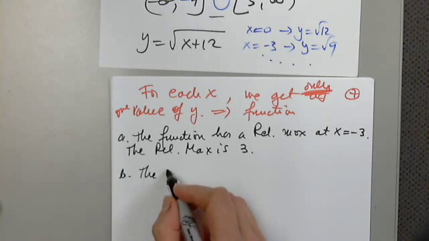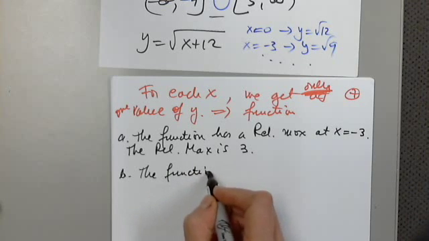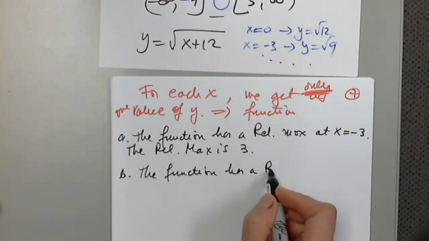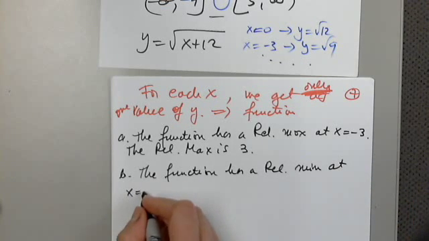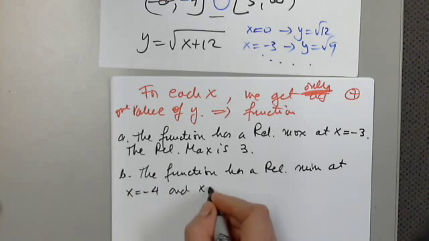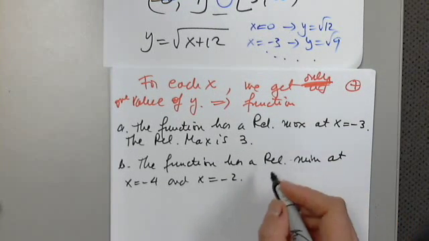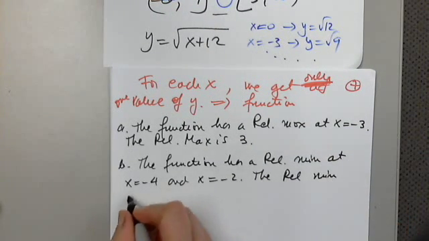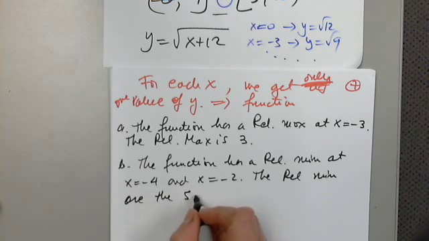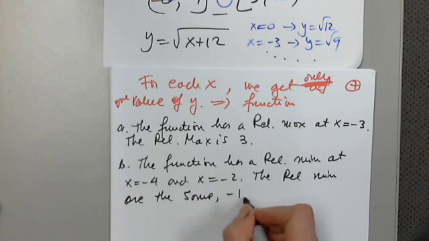The function has a relative min at x equals negative 4 and x equals negative 2. The relative min values are the same, negative 1.